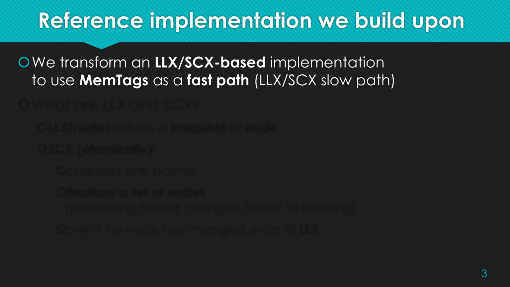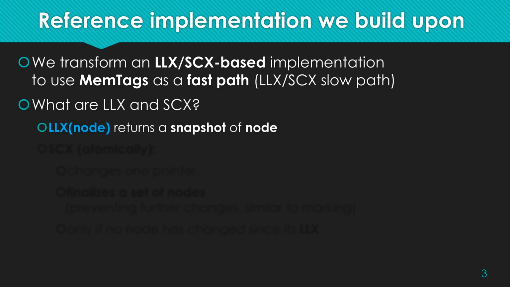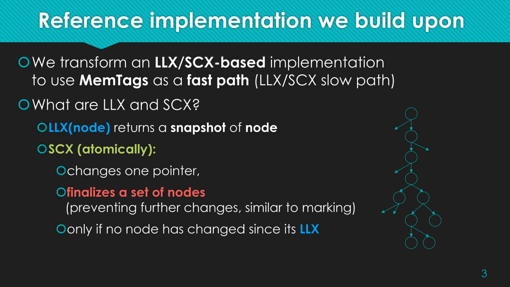Okay, but what are LLX and SCX? Well, these are high-level synchronization primitives that operate on nodes directly. And what's a node? It's a collection of fields. So what are the semantics? Well, an LLX on a node returns a snapshot of the fields of that node, an atomic snapshot. And an SCX atomically changes one pointer, so you're able to specify which pointer you want to change and what you want the new value to be. And you're also able to specify a set of nodes that you would like to be finalized, and it will finalize those nodes, preventing further changes to them.